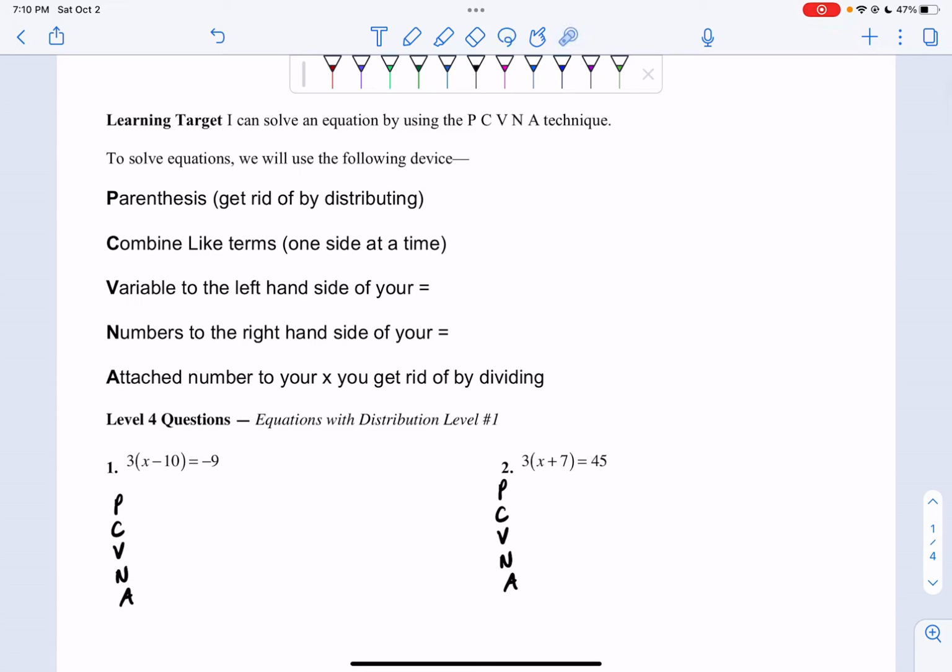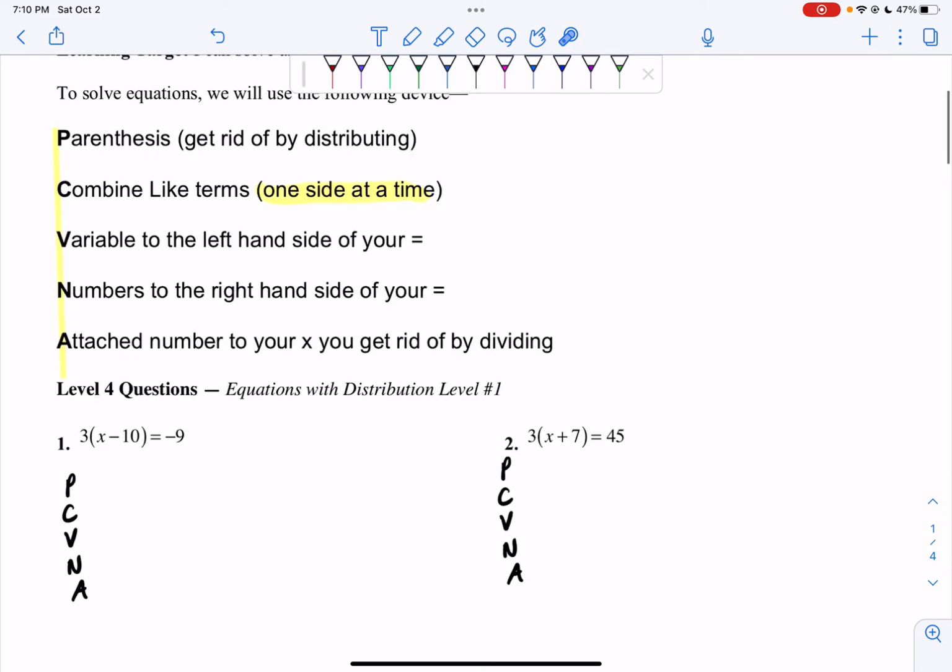Just a reminder, the P stands for parentheses, you get rid of by distributing. The C stands for combine like terms, one side at a time. The V stands for variables on one side, preferably your left. Numbers on the right hand side, and then last but not least, attach a number to your x you get rid of by dividing. So let's look at these level 4 questions, which are equations of the distribution level 1.